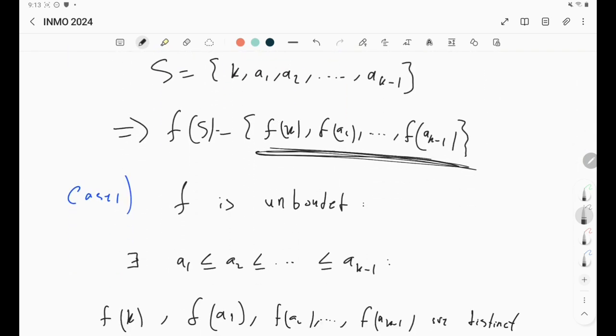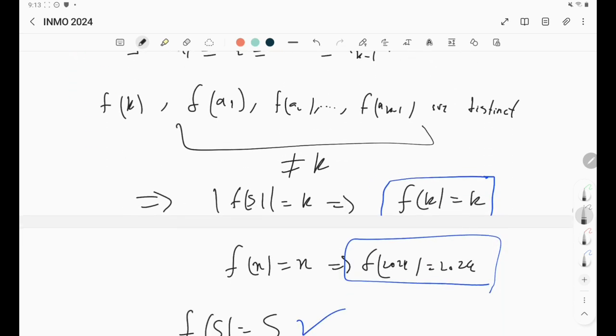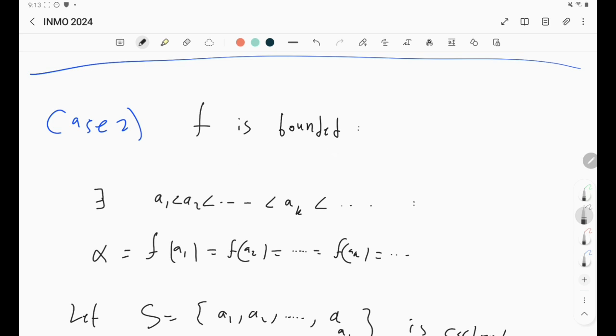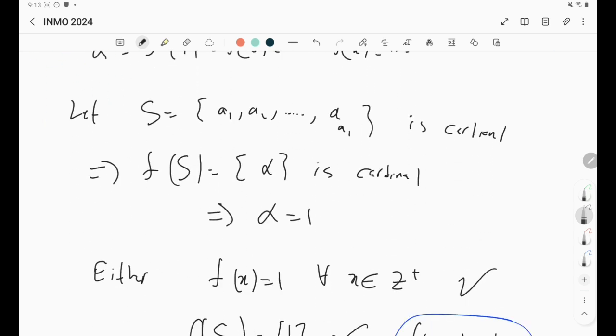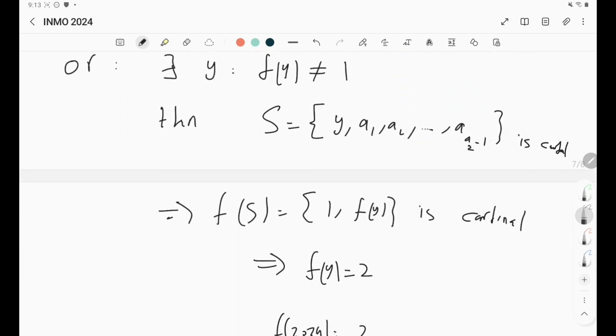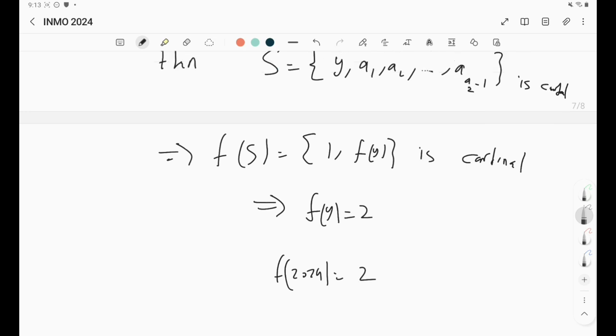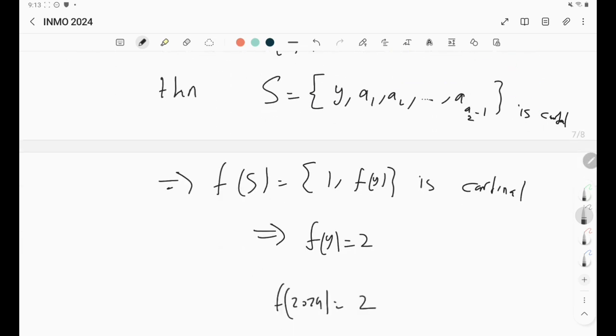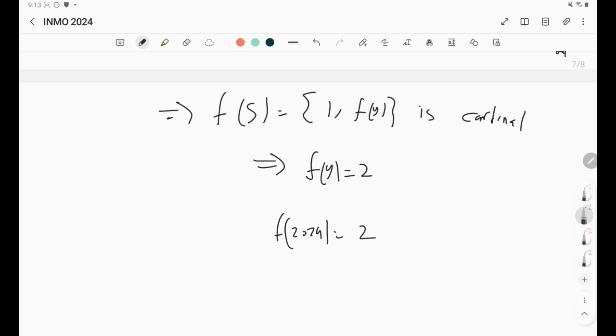So far in the first case, when it's unbounded, we showed that it must be 2024. But in the case it's bounded, we saw we have two cases. In the first case, it must be 1. In the second case, it can be 1 or it can be 2. So far we've covered 1. We've given an example for 1, and we've given an example for 2024. If we can find an example for 2, we're done.